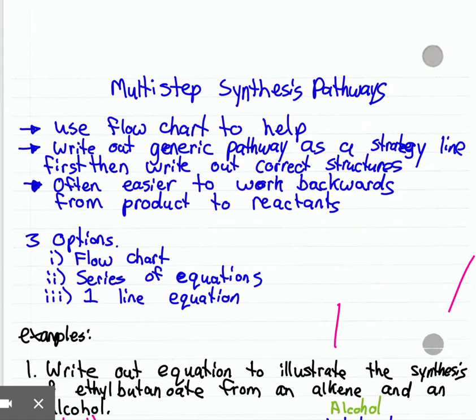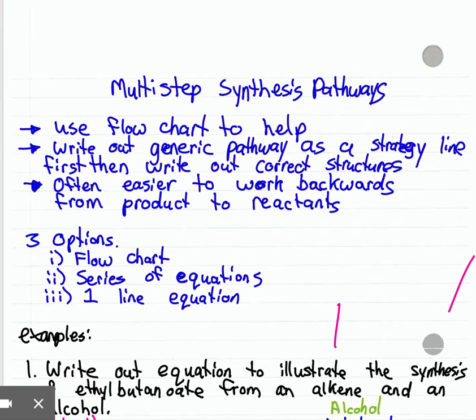So if you're asked to show multi-step synthesis, there's three options that you can use to communicate all the reactions that are happening. One of them is a flowchart. One is a series of equations. And the third one is just using one line equation. I don't care which one you use. My suggestion is try them all once or decide the one you like the looks of the most and consistently use that one. Okay, so get comfortable with one of the three options and then always use that option.